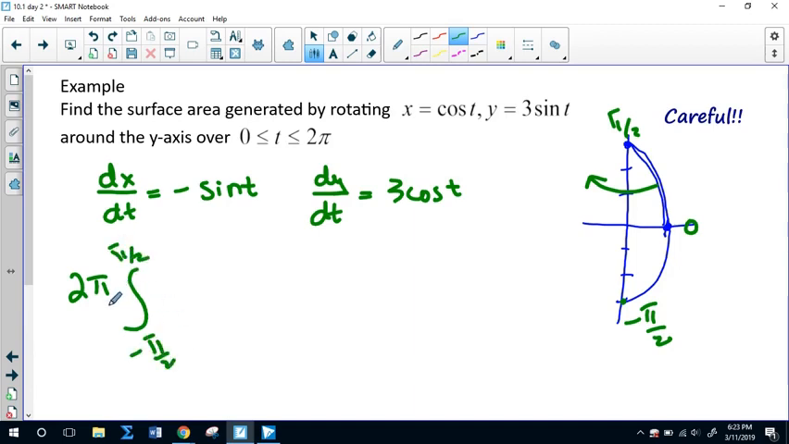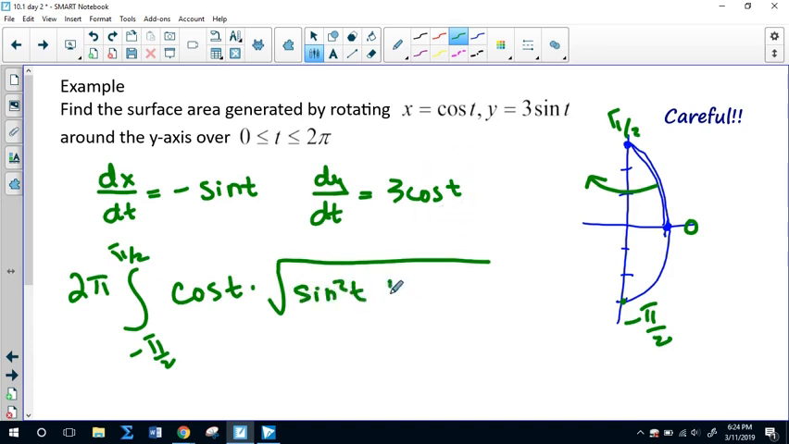And again, that's all I need, because this is going to be rotated around the y-axis, so I don't need the other half of the ellipse. And because I'm rotating around the y-axis, that means I need the x value, which is cosine of t. And then I substitute in here this thing squared, so sine squared t, and I substitute this thing squared, so 9 cosine squared t. And here's the other issue with this problem. It's not really an issue, it's just that you can't simplify this nicely and do this by hand.